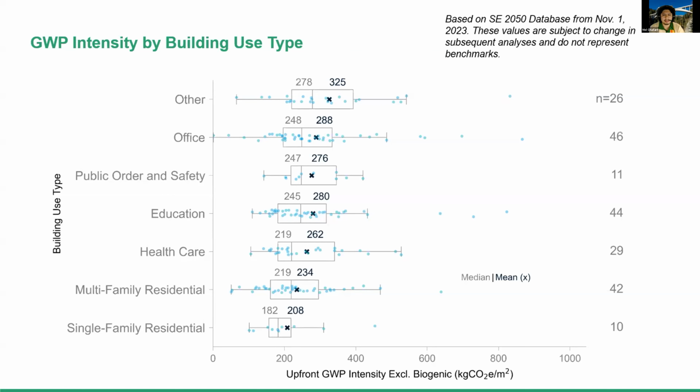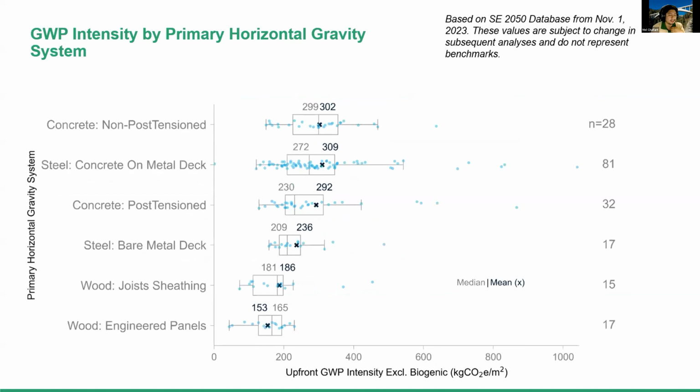Here, what I want to highlight the most is the amount of spread that there is in this data. What's really interesting is that these spreads are very large, and it's hard for us to make clear distinctions about global warming potential across building use type. This also occurs for horizontal gravity systems. These spreads make it very difficult for us to understand what is the most important, but the trends here are that concrete and steel are typically showing up as the more global warming potential intensive projects, with wood being slightly less. But again, these are early stages.